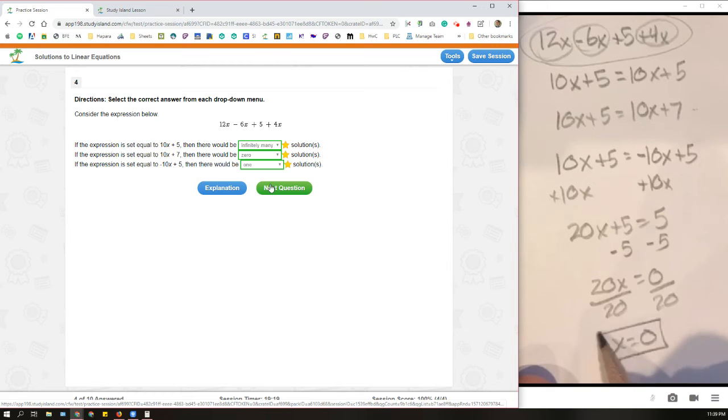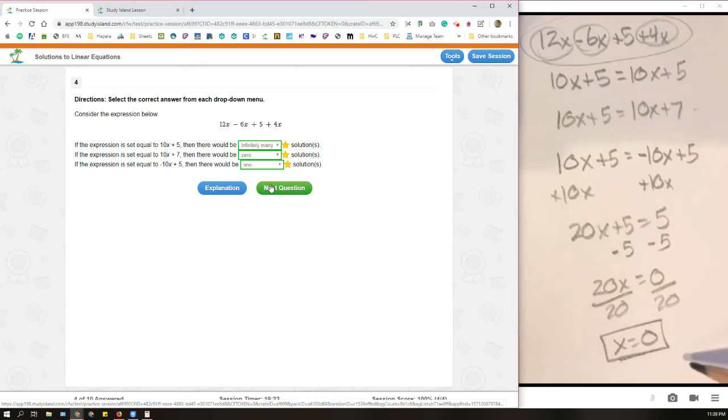That's a solution. A lot of kids will get confused because 0 is a funny number, but it is a number. It is a solution. If I plug in 0 into this equation, it will work. So 0 is the solution. Do not make the mistake of thinking that an equation with a solution of 0 is an equation that has no answers, because 0 is an answer.